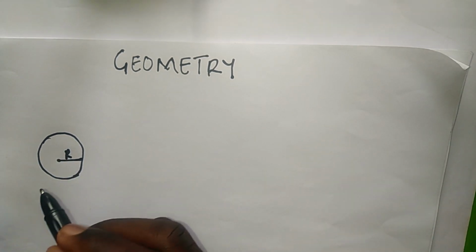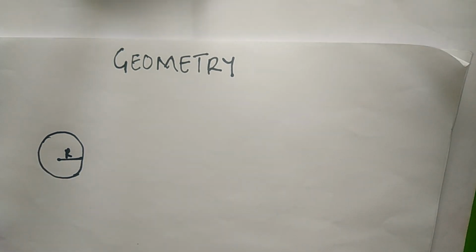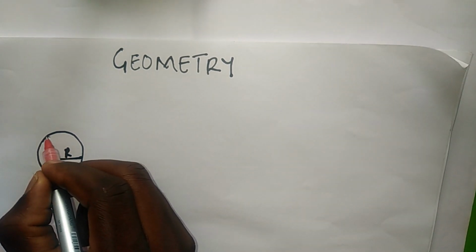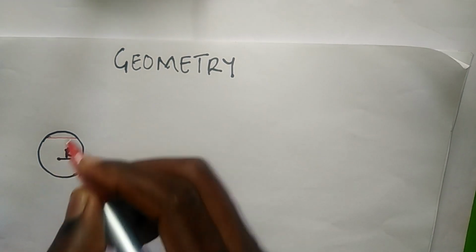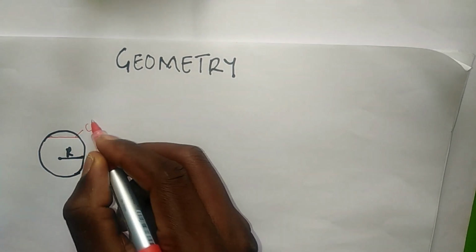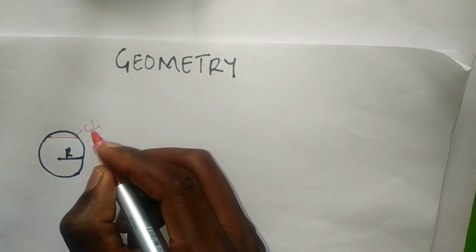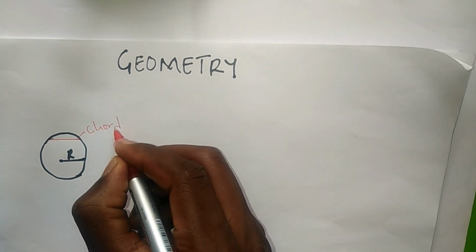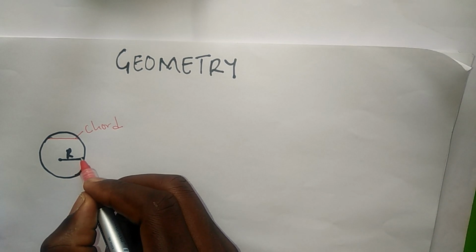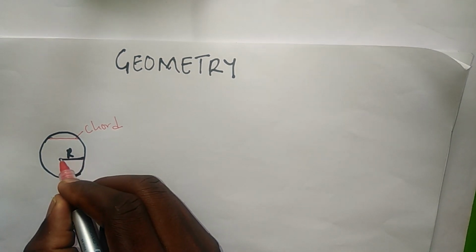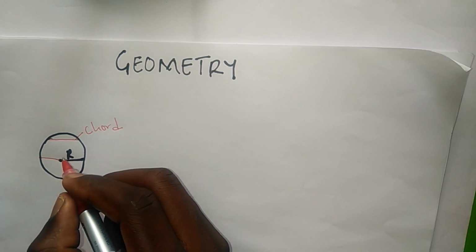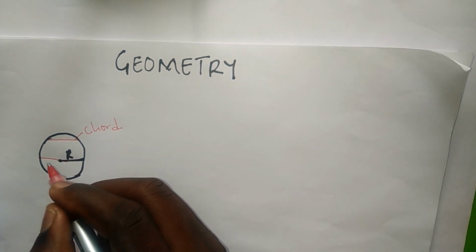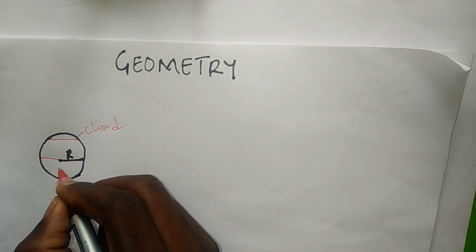This line is referred to as the radius of the circle, R. Now you have another line that draws from here to this place. This line is referred to as a chord. Now the line that draws from here to the middle of the circle, if the line extends to the other side of the circle, it's referred to as the diameter.